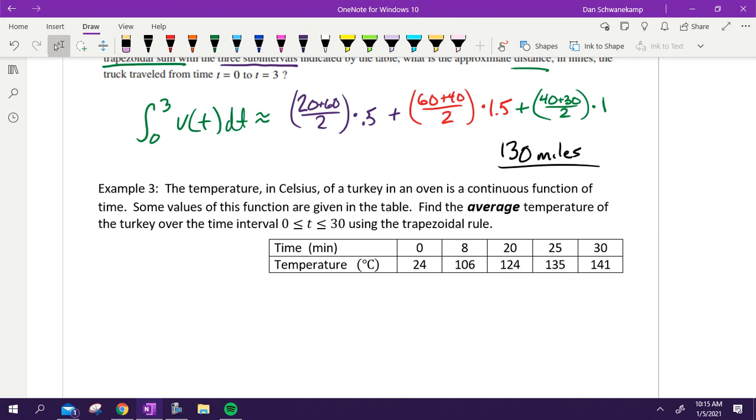Example 3, the temperature in Celsius of a turkey in an oven is a continuous function of time. Some values of this function are given in the table. Find the average temperature. They gave me temperature and want you to find the average temperature. Okay, they didn't tell it to me, but let's just say the temperature is T of t, capital T of lowercase t. That's normally what they say there. We want to find the average temperature over the interval from 0 to 30 using trapezoidal rule.